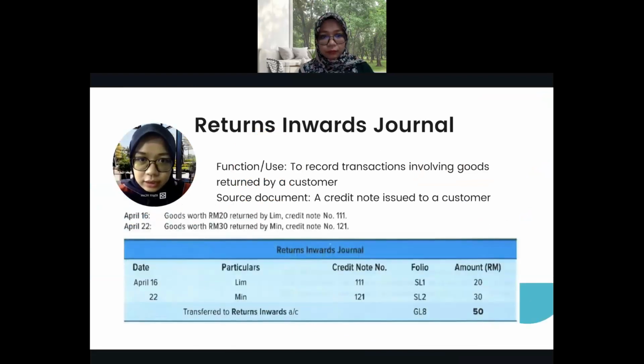The next is the returns inwards journal. It is used to record transactions involving goods returned by a customer to us. The source document is a credit note issued to a customer. For example, goods worth 20 ringgit returned by Lee, and Lee here is our account receivable. So in the returns inwards journal, as usual, we write the particulars, credit note number, the folio, which shows which ledger it will be transferred to, and the amount.